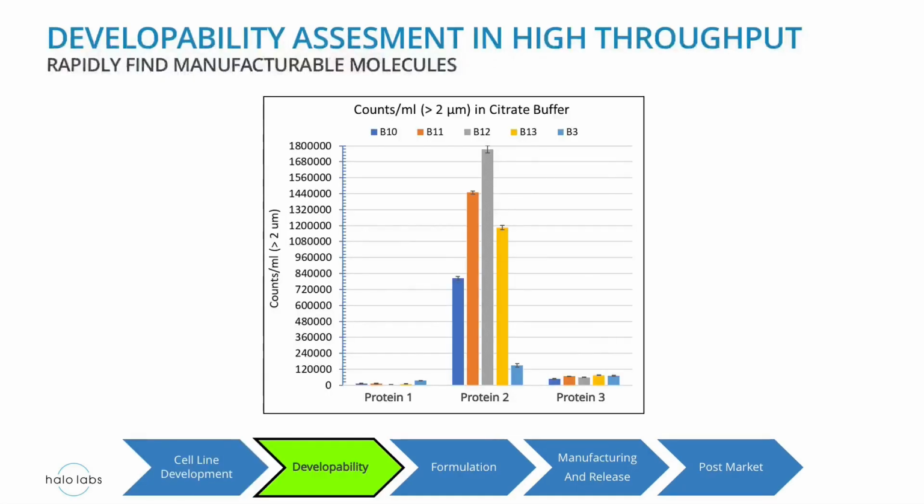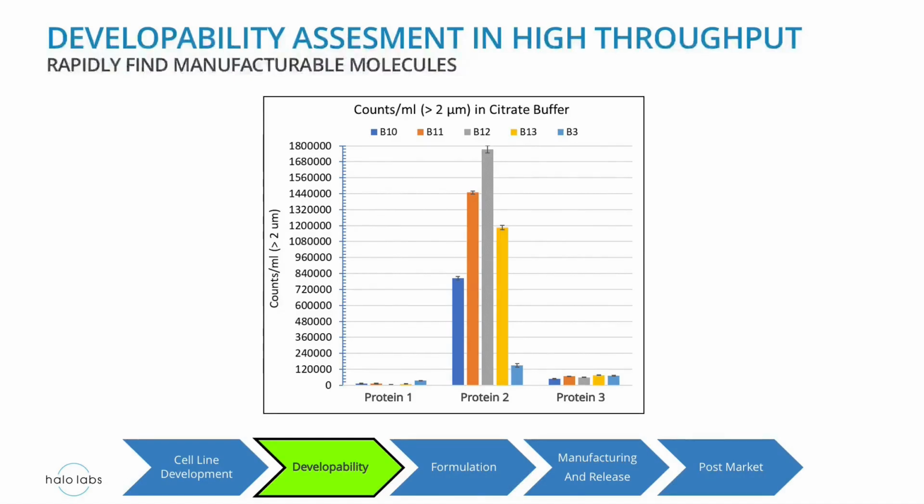The next step is developability assessment. So you have some cell lines of interest and some molecules that you want to push through to see which of those are going to be manufacturable by subjecting them to a battery of excipients and different buffer conditions. In this case, we have 3 different proteins subjected to an array of standard buffer conditions. And we can see that protein 2 produced the most counts under all sorts of different buffers, protein 1 produced the least, while protein 3 produced more than protein 1, indicating that protein 1 is probably the candidate that you want to push through.